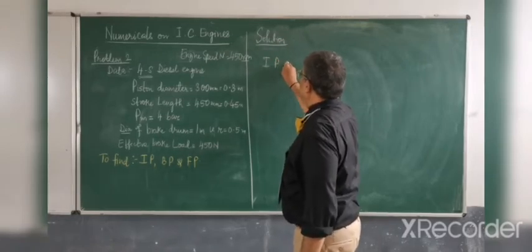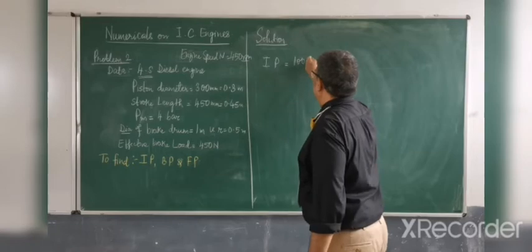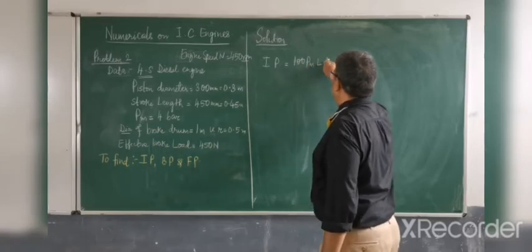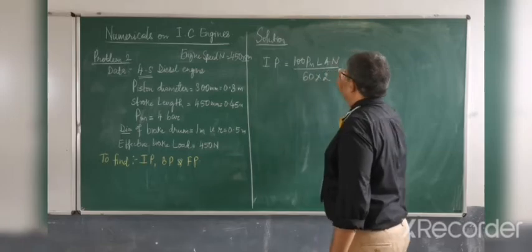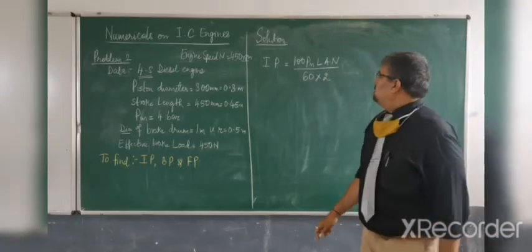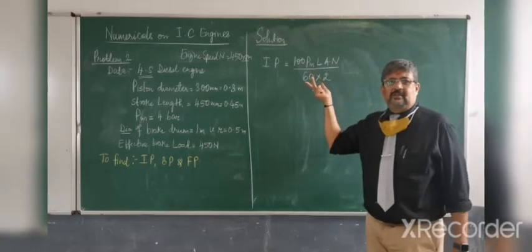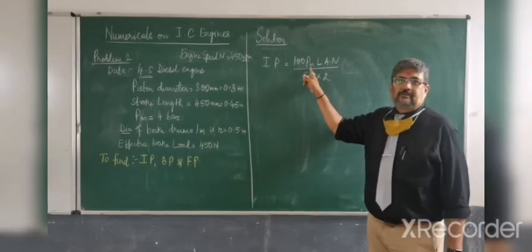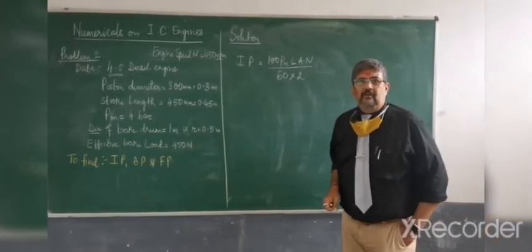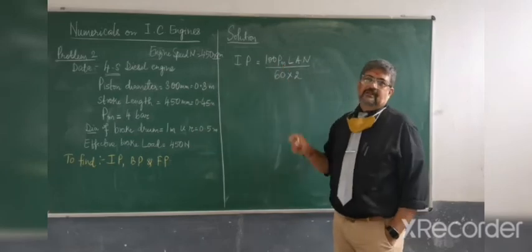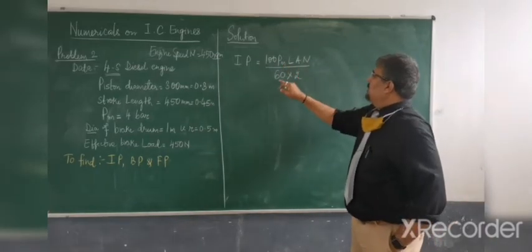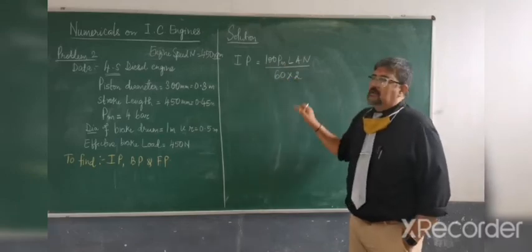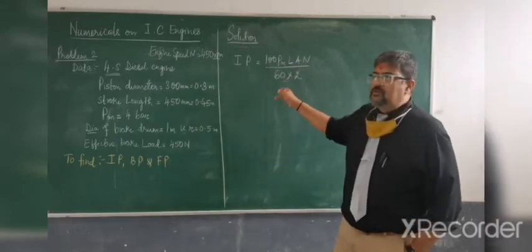Indicated power will be 100. Okay. So we have used this equation because the value of mean effective pressure is given in bar. If the value of mean effective pressure is given in Newton per meter square, then it would have been PLAN divided by 60 into 2 into 1000 here. Anyway, we are going to use this.